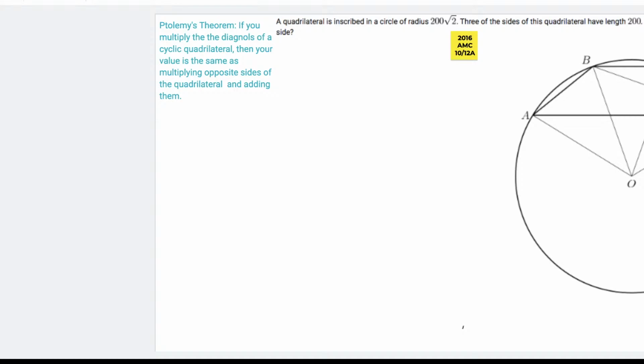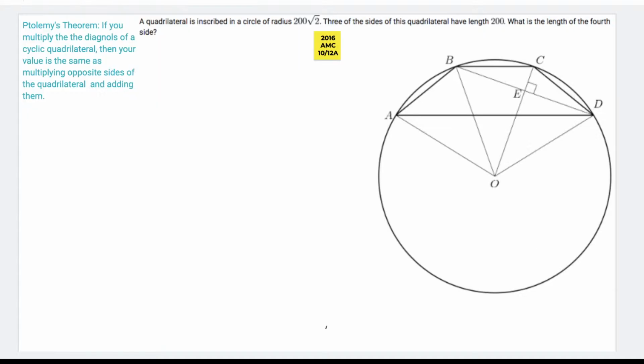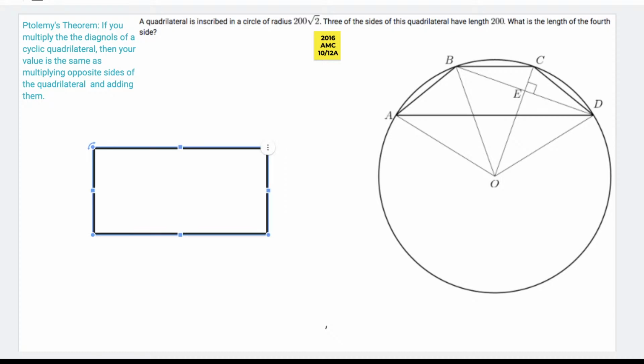Now our next problem, and this will bring in a very, very important concept, which is this theorem. It says that if you multiply the diagonals of any cyclic quadrilateral, then the value of that is the same as multiplying opposite sides of the quadrilateral and adding them. For example, pretend this is a cyclic quadrilateral, just as an example, and this is a diagonal, and this is a diagonal, and this is A, this is B, this is C, this is D.